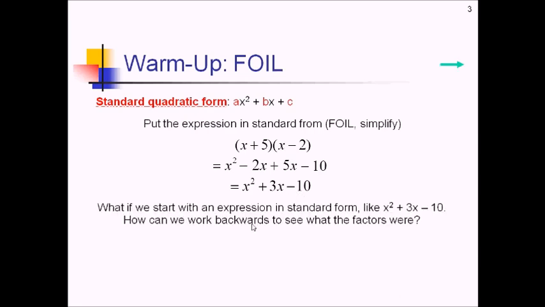However, the follow-up question to this is, what if we start with an expression in standard form, like this right here? And what if we want to work backwards to see what the original factors were? How could we go from x squared plus 3x minus 10 to x plus 5, x minus 2? So pause the video again and see if you can figure out the pattern. Look at the numbers you're starting with. Look at the numbers you're ending with. How did we get those numbers?